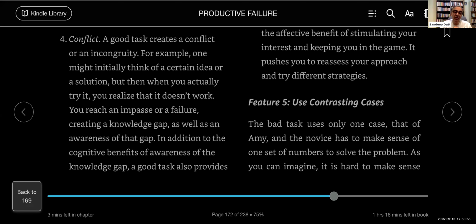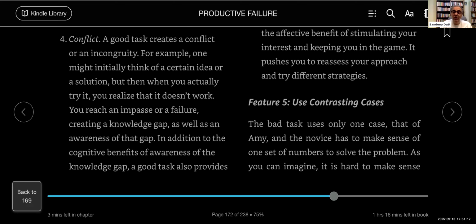In addition to the cognitive benefits of awareness of the knowledge gap, a good task also provides the affirmative benefit of stimulating your interest and keeping you in the game. It pushes you to reassess your approach and try different strategies.